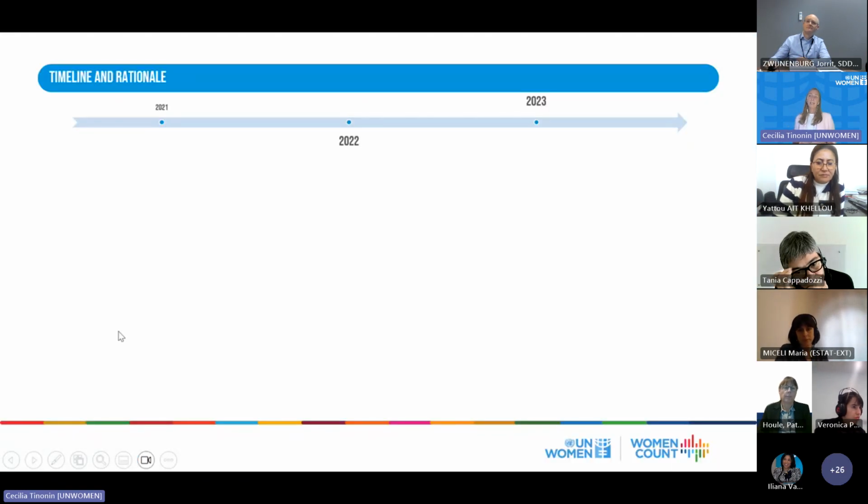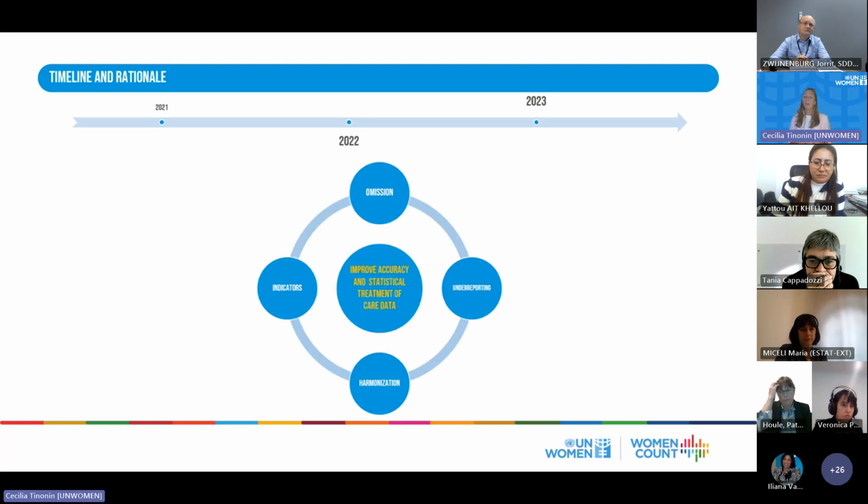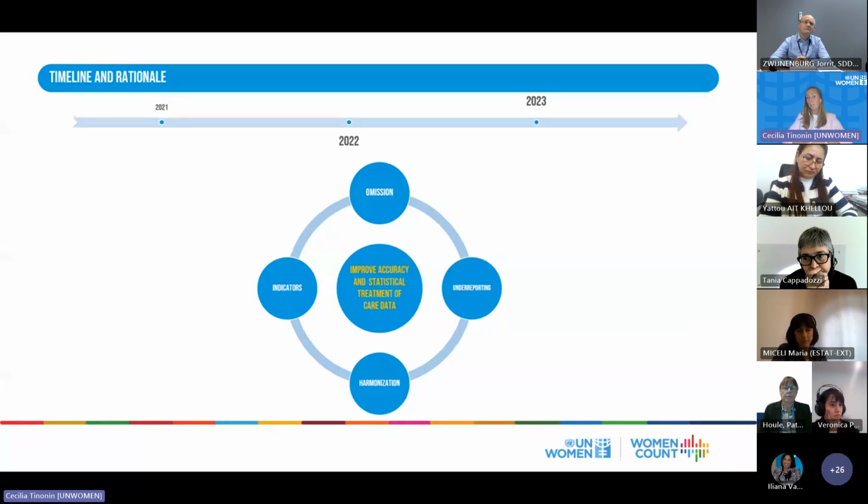Our work started slightly later in 2021 upon UN Women request to dedicate space and time to really improve the treatment and accuracy of care data, and more specifically a strong focus on the treatment of passive care. Because we know that this treatment in statistics is extremely difficult. Respondents do omit time spent on being on call for the provision of unpaid care services, or they do underreport this time because it's a pervasive activity occurring in the background of the day.